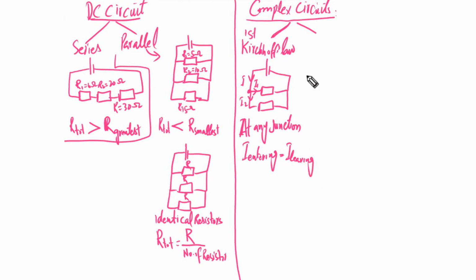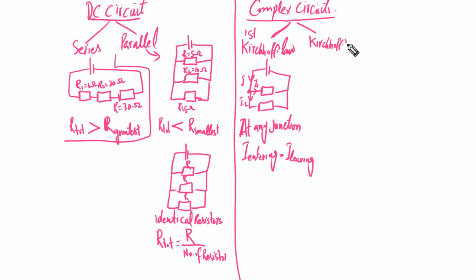This is a thing you need to understand. It means the amount of current entering has to be equal to the amount of current leaving. So we can say I entering has to be equal to I leaving. If you are very clear about this, that's very nice. If not, this is an important thing you have to keep in your mind.